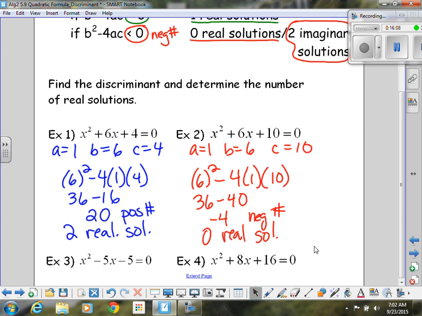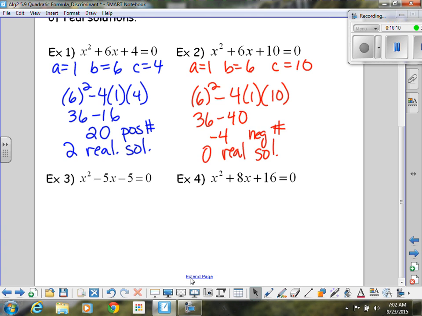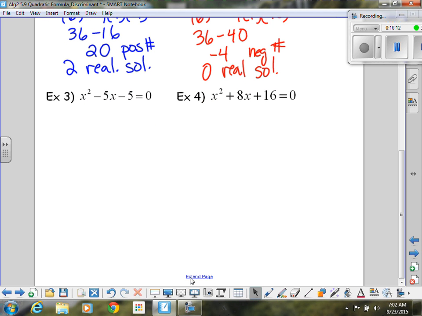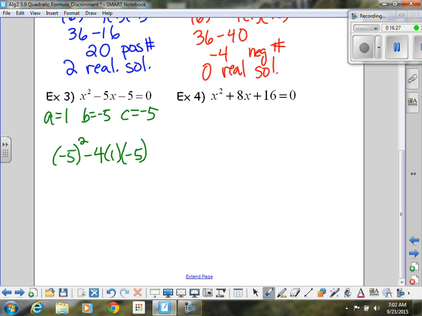On example 3, do the same thing. a is 1, b is negative 5, c is negative 5. So I have b squared, make sure to put that in parentheses, minus 4 times 1 times negative 5. So I have 25. This is negative times negative, that's plus 20. So that's 45. 45 is positive, which means there are 2 real solutions.